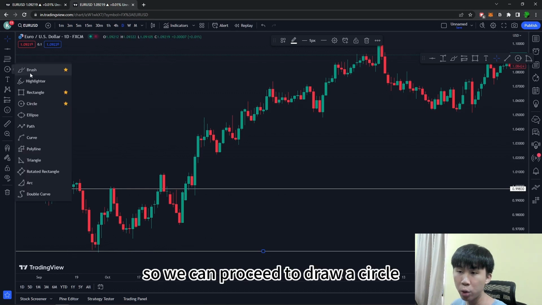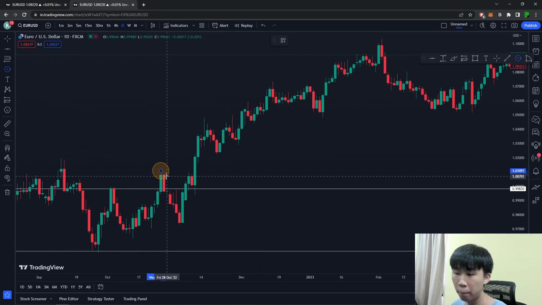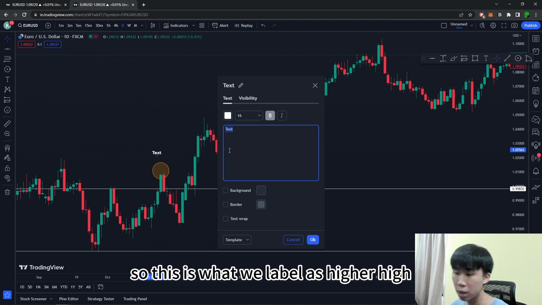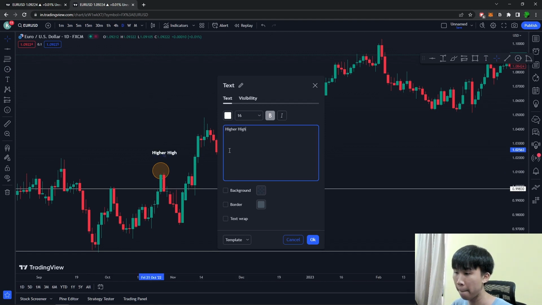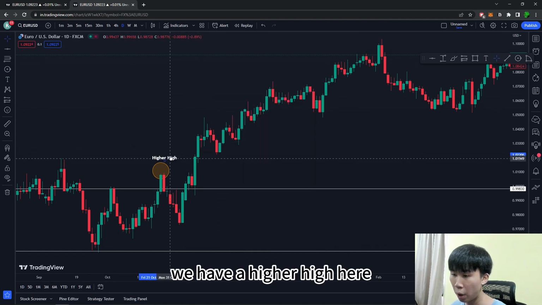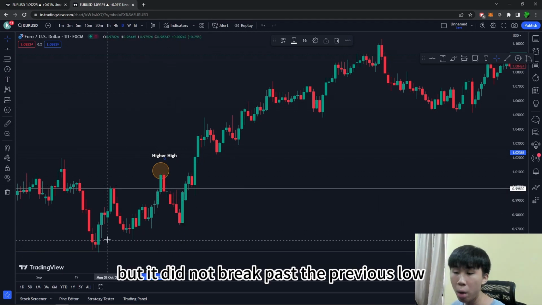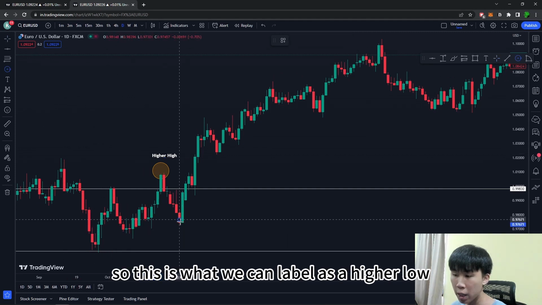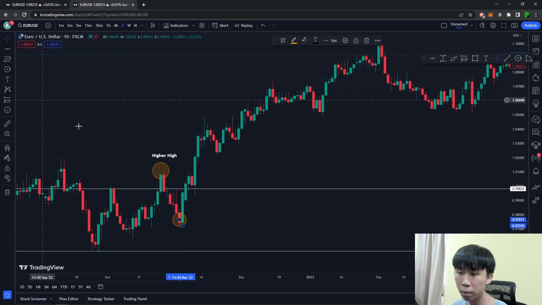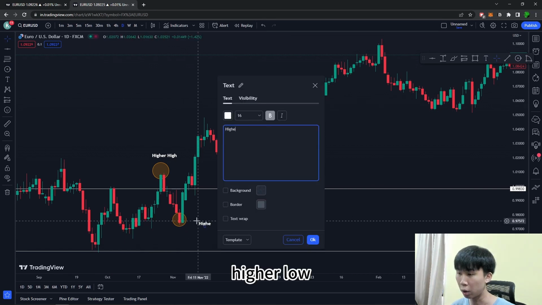So we can proceed to draw a circle. So this is what we label as higher high. We have a higher high here. Next up, price came down lower again, but it did not break past the previous low. So this is what we can label as a higher low. Higher low.